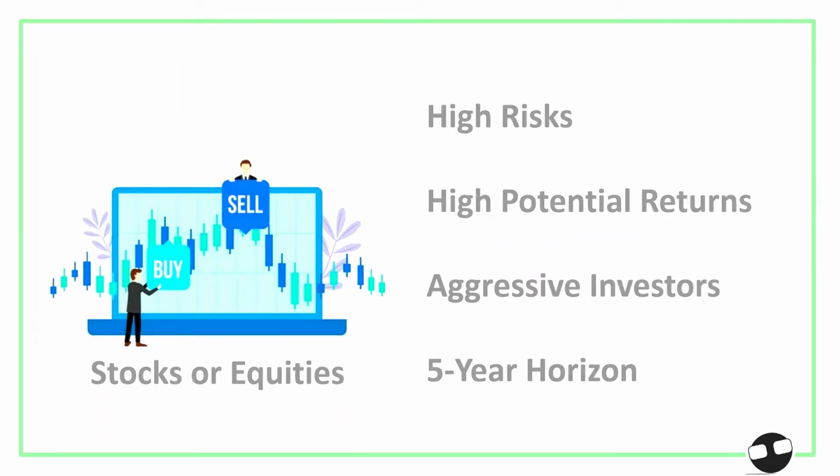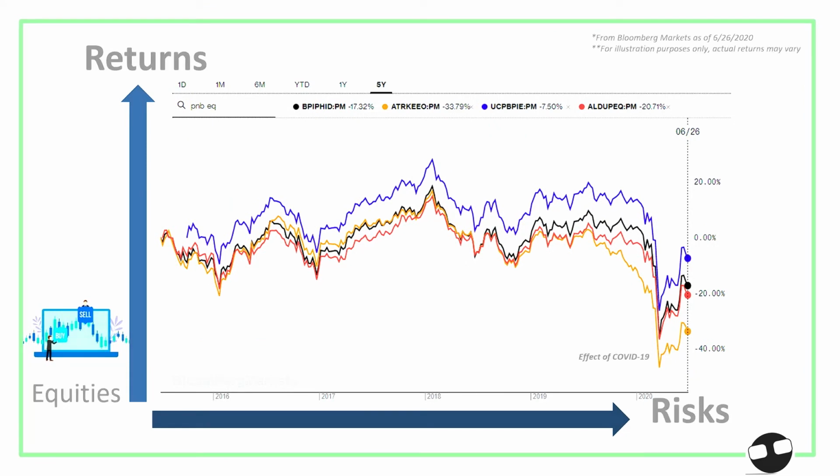How about stocks or equities? Their main features are high risks, high potential returns for aggressive investors with a recommended horizon of 5 years. So for example, we have here 4 equity investments. So makikita mo merong black from BPI, the yellow is from Atram, the blue one is from UCPB, and the red one is actually from PNB.